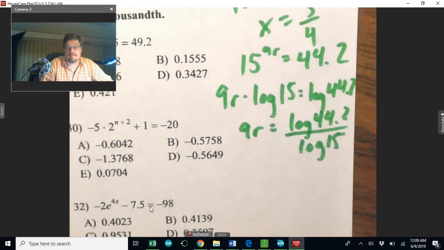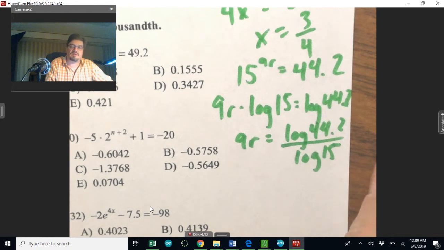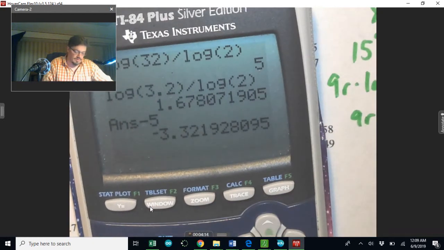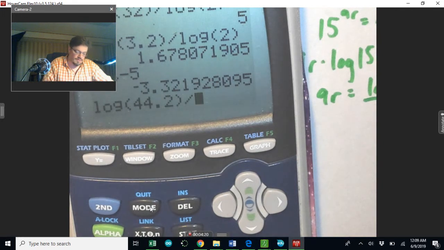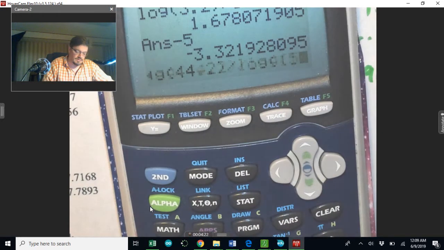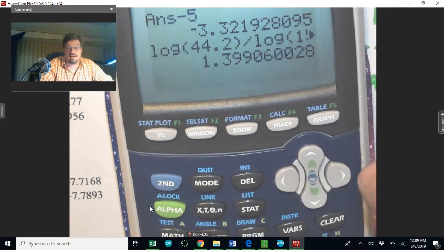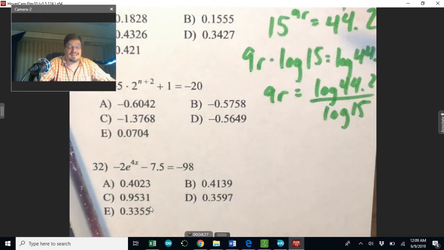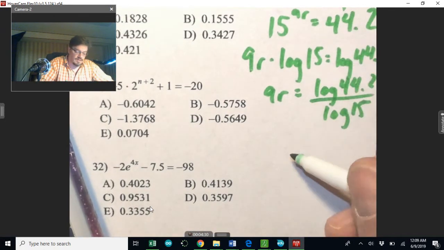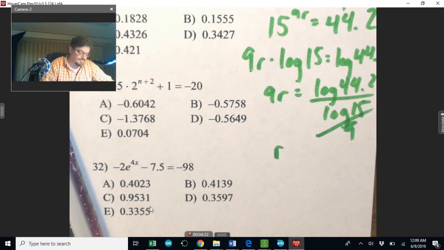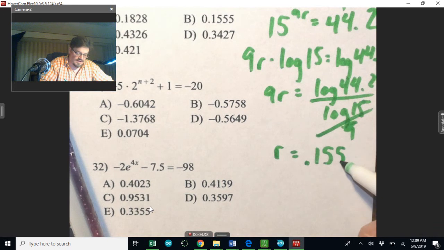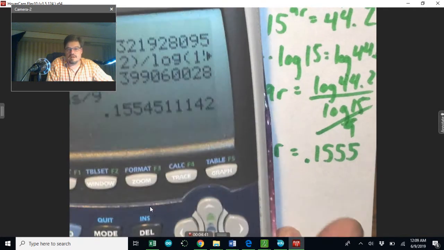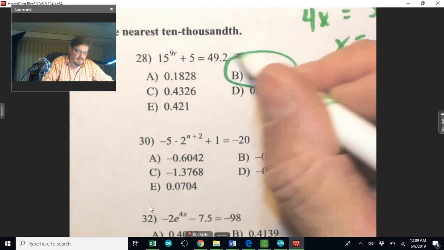Okay, and then in a second I'm going to be dividing by 9. However, let's figure out what that decimal is first. Okay, so the log of 44.2 divided by the log of 15 equals that. Then I divide it by 9 because 9r equals that decimal. So we're going to divide that by 9 and we get 0.1555. Okay, so that 5 rounds the 4 up to 5, so that would be B.